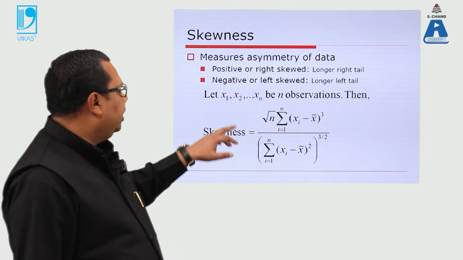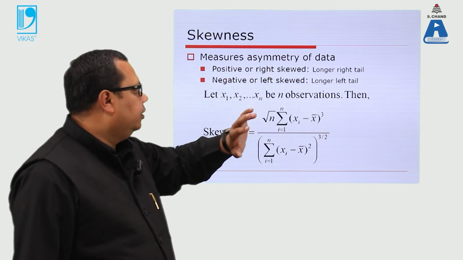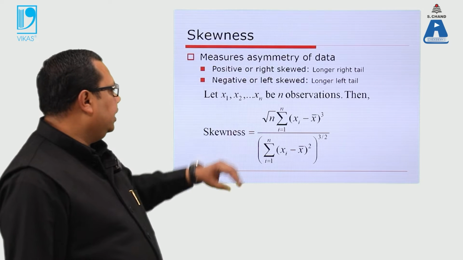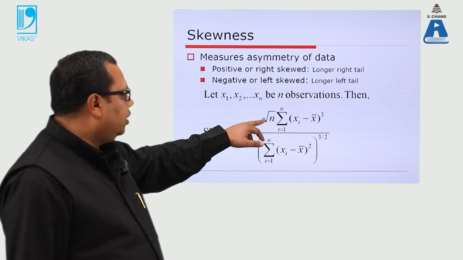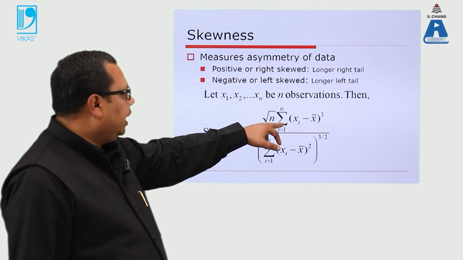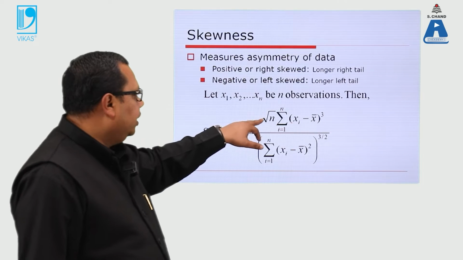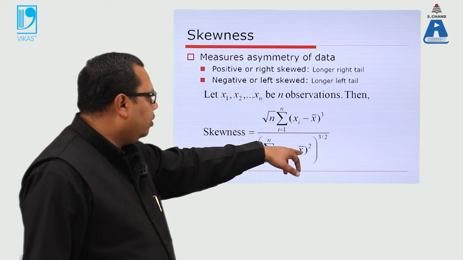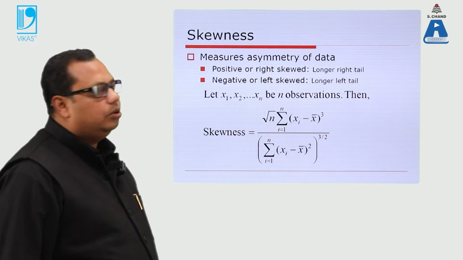Suppose that we have data which is varying from x1, x2 till xn, and we have to calculate the skewness. So n is the number of terms that we use. So first we will calculate xi minus x bar whole cube, under root n over xi minus x bar whole square to the power 3 by 2, from i equal to 1 to i equal to n.